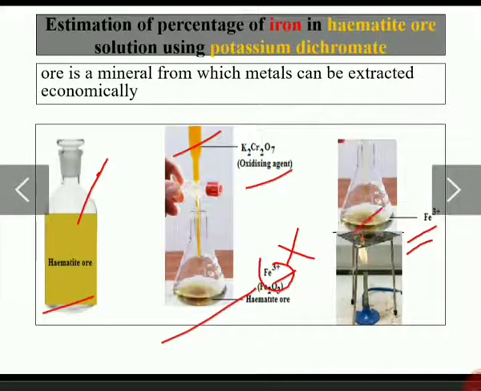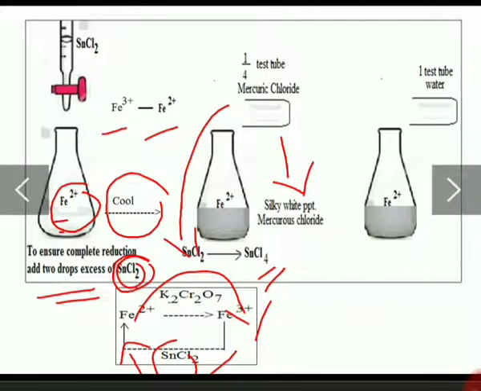Initially it was a yellow colored solution. Oxidation state of iron is Fe3 plus. Now you add stannous chloride, the color will become colorless. To remove stannous chloride, you add mercuric chloride. Now it is mercurous chloride. You get a silky white precipitate. Oxidation state of iron is Fe2 plus. Next, add 1 test tube of water. Still the oxidation state of iron is Fe2 plus.